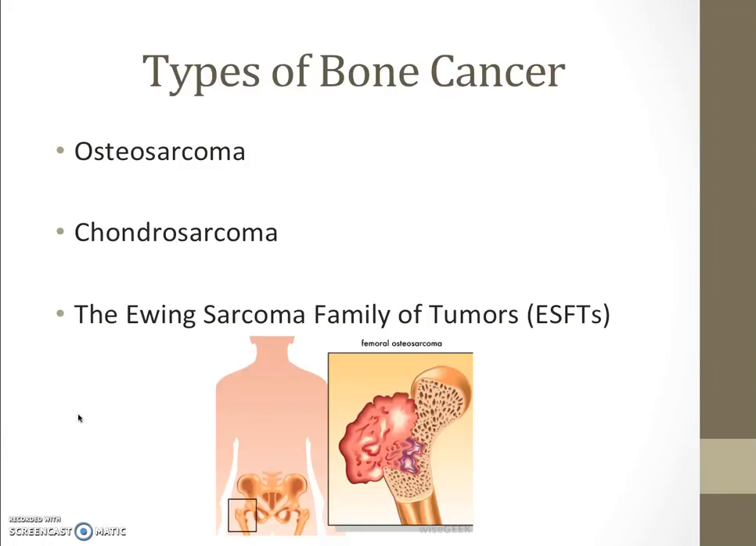Osteosarcoma is the most common type of bone cancer, and it starts in the area where new bone tissue is made. These tumors are likely to be found in the knee and upper arm. Chondrosarcoma begins in the cartilage located at the end of the bone. It occurs most often in the pelvis, upper leg, and shoulder.